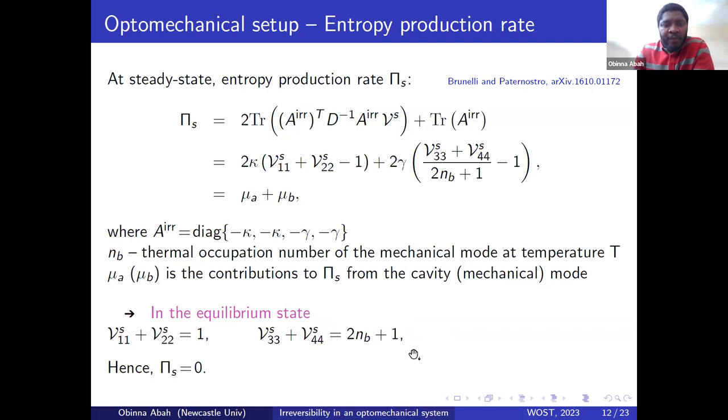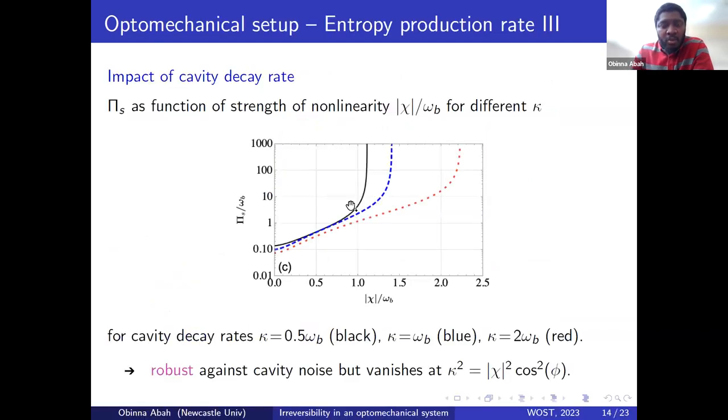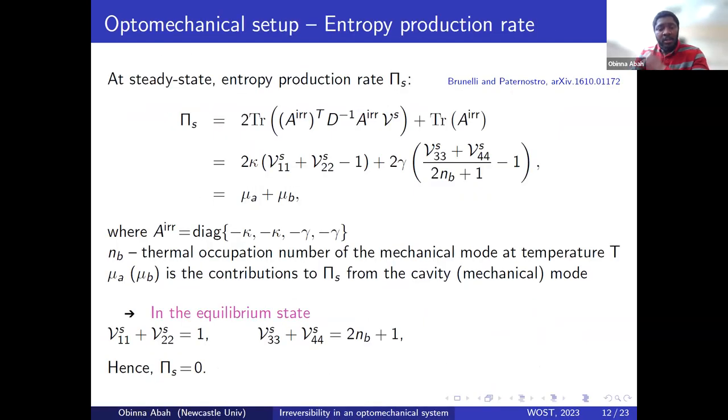So, if you write the full expression, which we can do in this case, I didn't want to go into that because it's just too cumbersome, and then you don't get much information out of it. But one thing that the parametric amplification does is that it always gives you entropy production that is greater than what you will get without the nonlinear crystal in the setup.